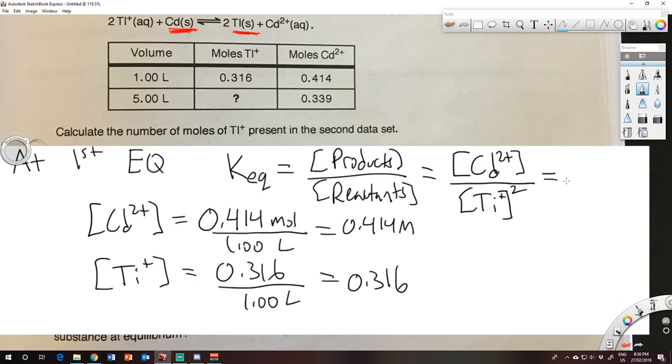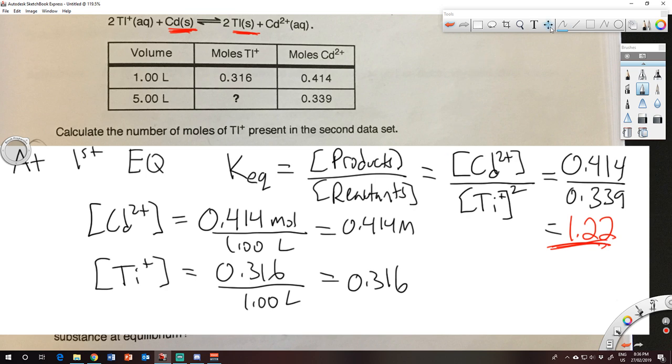And then we can throw that into my KEQ calculation. So 0.414 over 0.339. Altogether we get something I cannot do mentally. So here we go. 0.414 divided by 0.339. I get a KEQ of 1.22. Alright, so there's the first equilibrium KEQ.